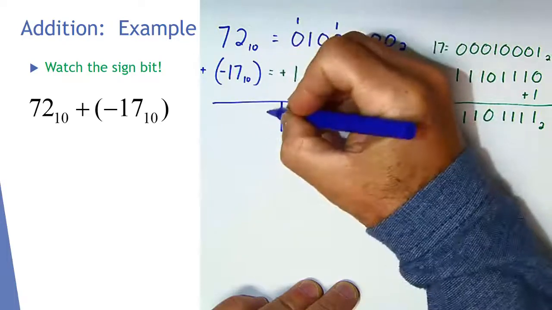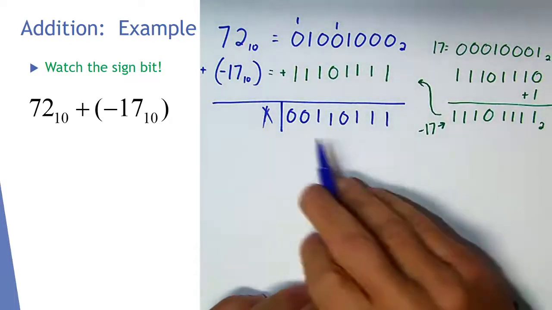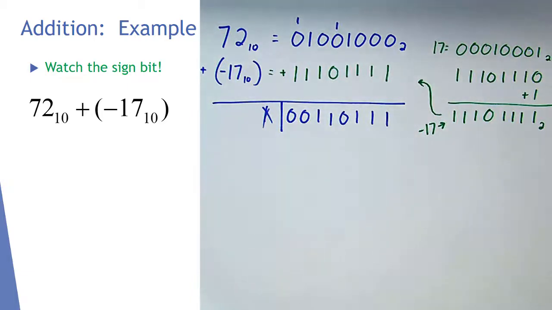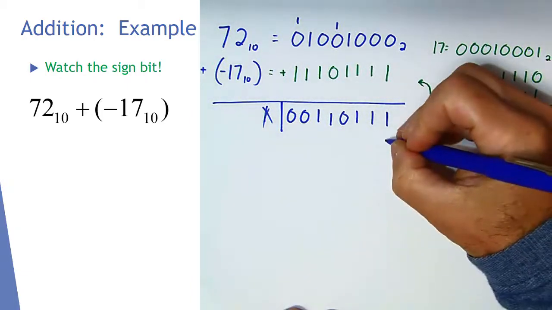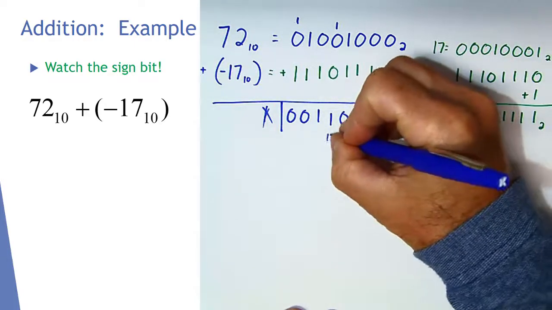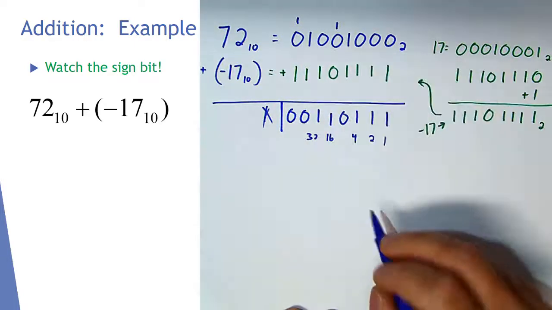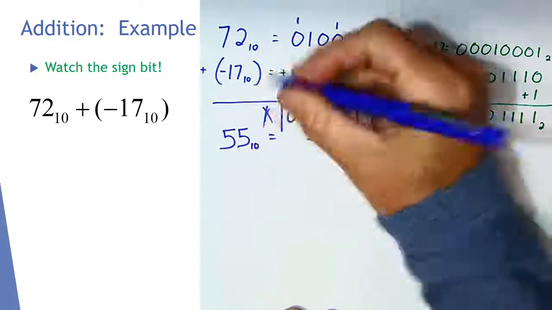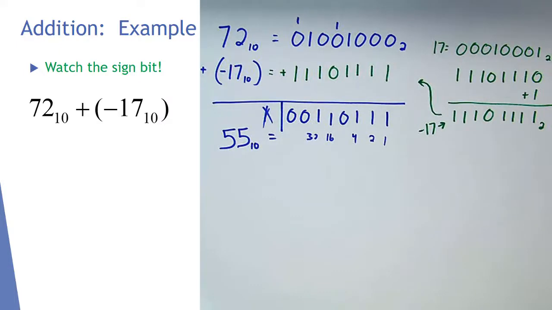Now there is a carry digit there, but we don't care about that. And so our result is 0, 0, 1, 1, 0, 1, 1, 1. And if you add that up, we get 1 plus 2 plus 4, no 8s, a 16 and a 32. And that adds up to 55, which is exactly what you'd expect 72 minus 17 to be.